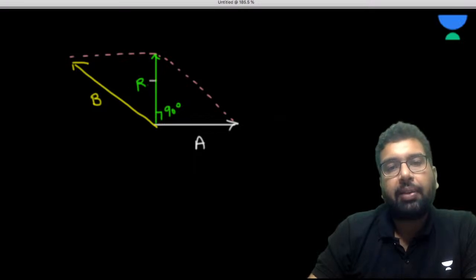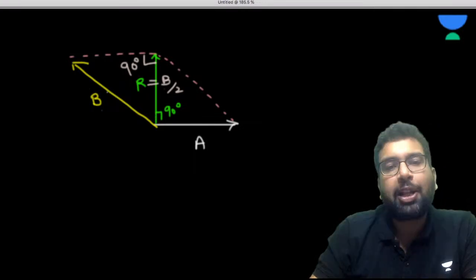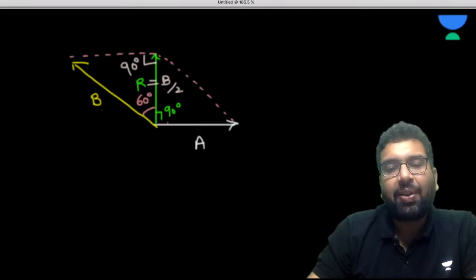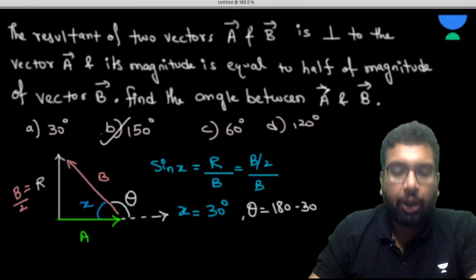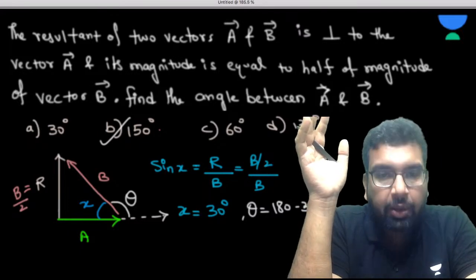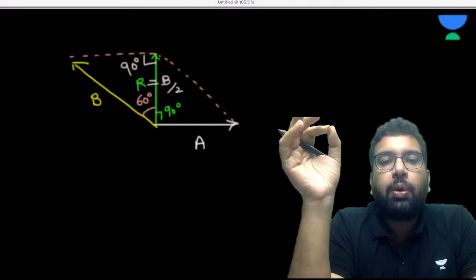See, this R is B by 2. This is 90, so this is 90. This is B. So base is now B by 2 and hypotenuse is B. So it has to be 60 now. So right away from here you get 150. So no way you do.